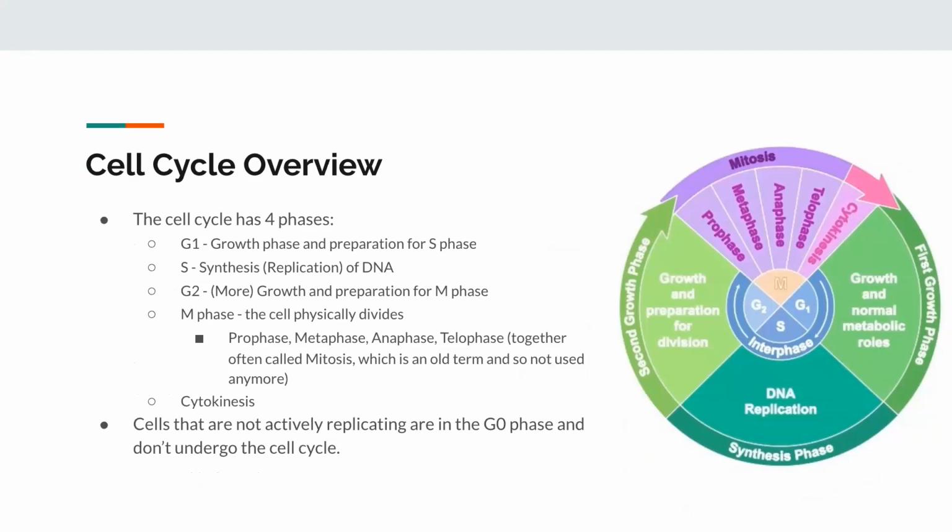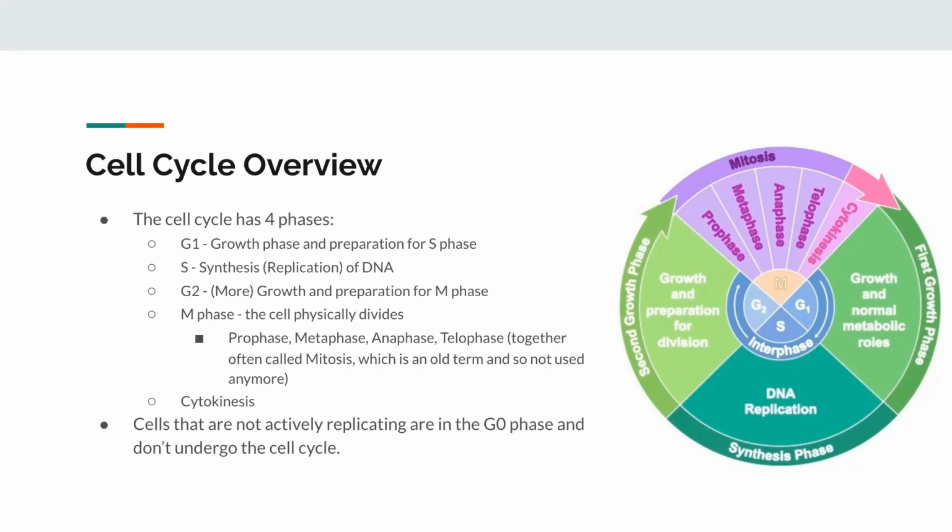Okay. So the cell cycle is 4 phases. Quick breakdown of those phases. G1 is growth phase and preparation for S phase. S phase is synthesis, which is when replication of DNA happens. G2 is more growth and preparation for M phase. In M phase, the cell physically divides. The M phase is broken into prophase, metaphase, anaphase, and telophase, which used to be called mitosis, which you guys might have learned in high school. We don't use that term anymore as much. People go with M phase. And at the end of mitosis, you have cytokinesis, and all of that makes up M phase.